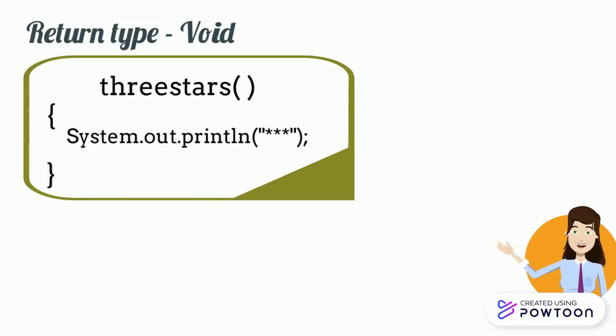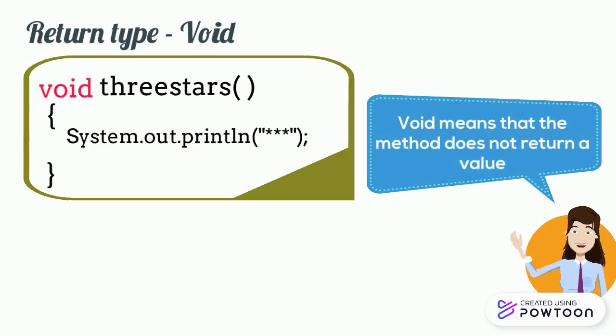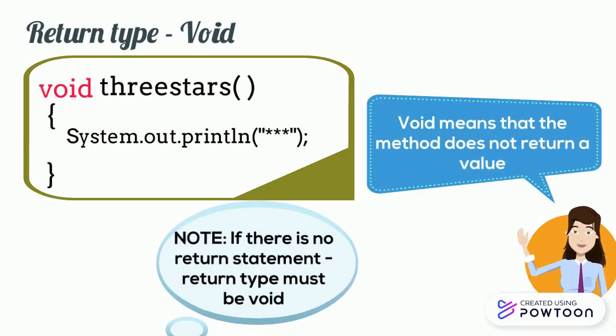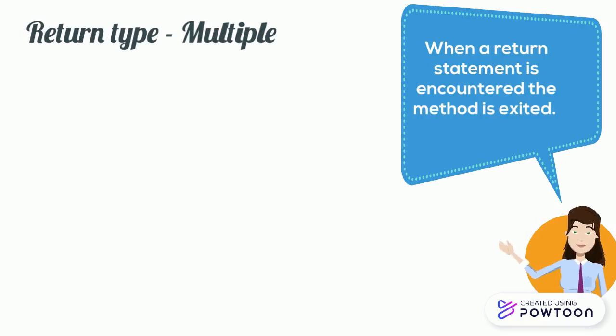In case the function does not return any value back to the main function, then the keyword void should be used. Void means that the method does not return a value. If there is no return statement in the function, that means return type must be void. When a return statement is encountered, the method is exited. So multiple return types can exist in a function for different conditions.